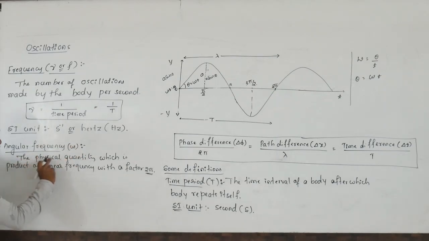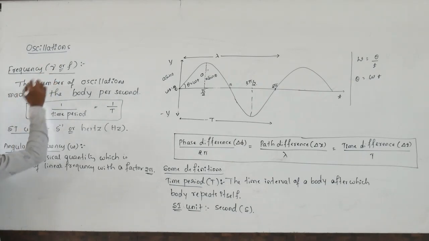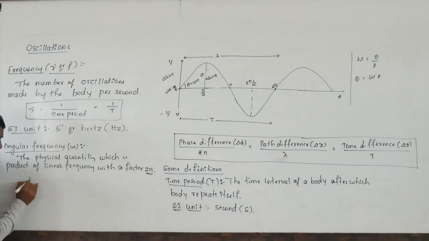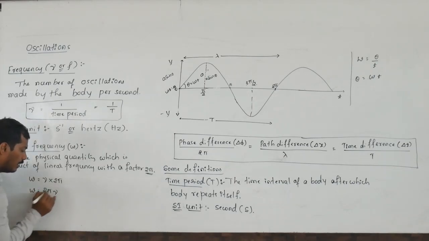Angular frequency is nothing but a physical quantity which is the product of linear frequency. Linear frequency is already there, denoted as nu, or also f. This angular frequency is the product of linear frequency and 2 pi. 2 pi is the angle for one revolution, and nu is the number of revolutions made by the body per second. So omega is equal to 2 pi nu.